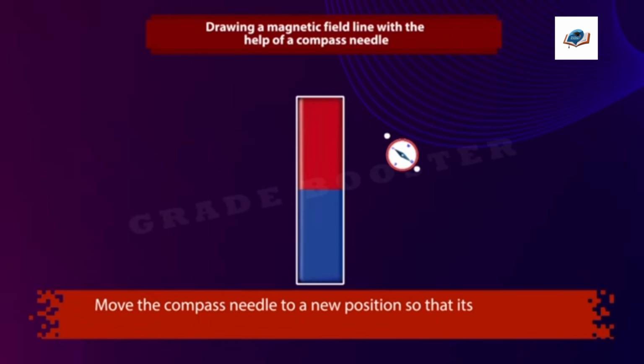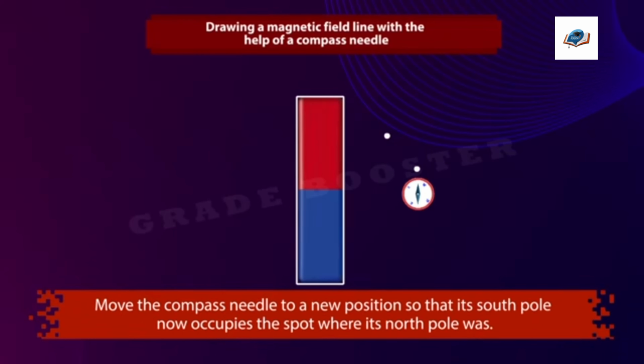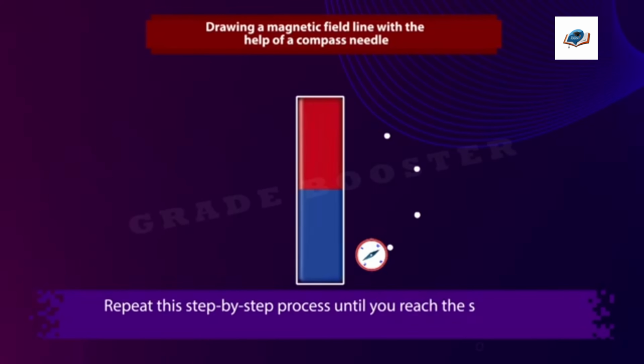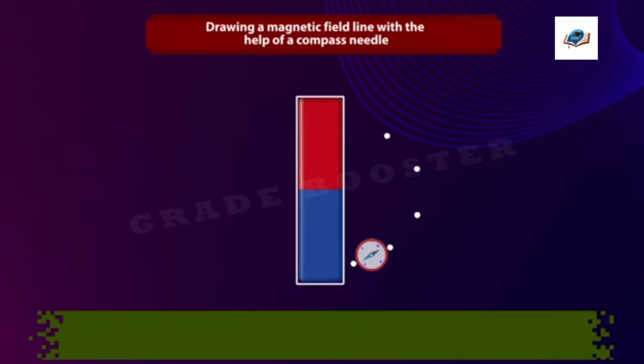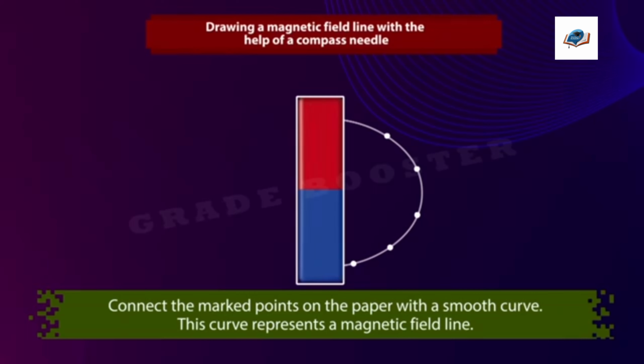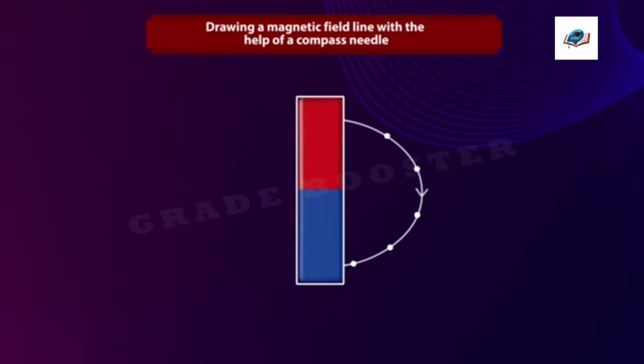Move the compass needle to a new position so that its south pole now occupies the spot where its north pole was. Repeat this step-by-step process until you reach the south pole of the magnet. Now, connect the marked points on the paper with a smooth curve. This curve represents a magnetic field line. Repeat the procedure to draw as many lines as you can.